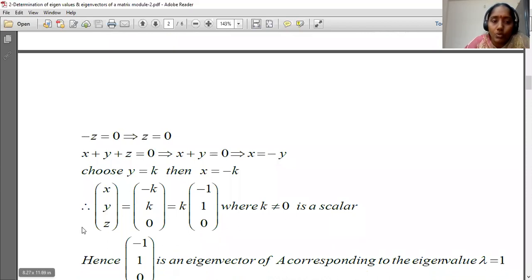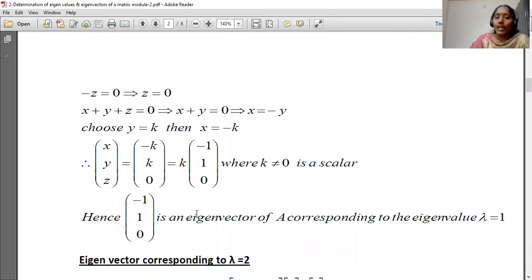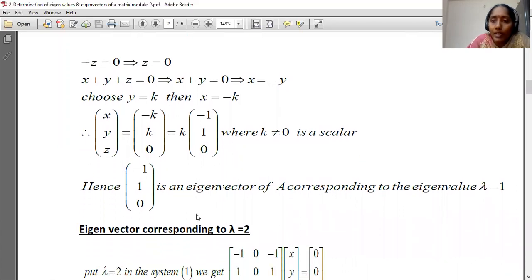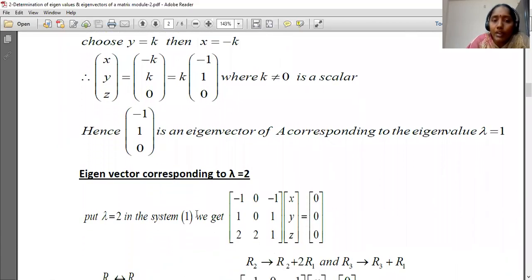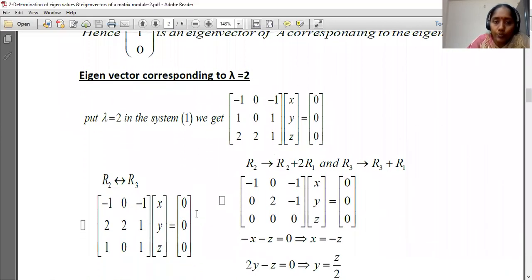So now substitute those values in the column vector, and it becomes k times of minus 1, 1, 0, where k is a non-zero scalar, that must ensure. Hence minus 1, 1, 0 is an eigenvector corresponding to the eigenvalue lambda is equals to 1. Similarly, we find out a vector corresponding to lambda is equals to 2. We put lambda is equals to 2. We will get an equation Ax is equals to 0 like this.